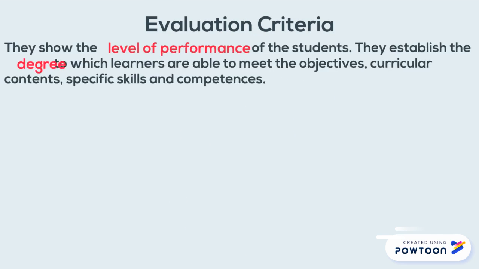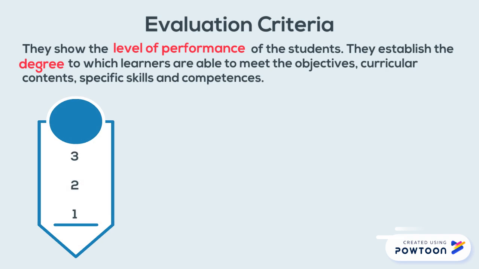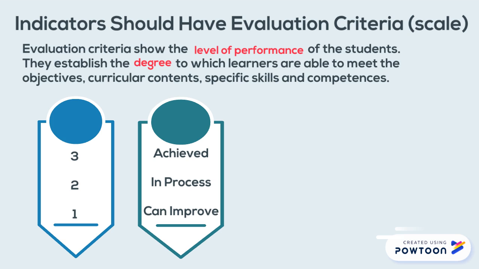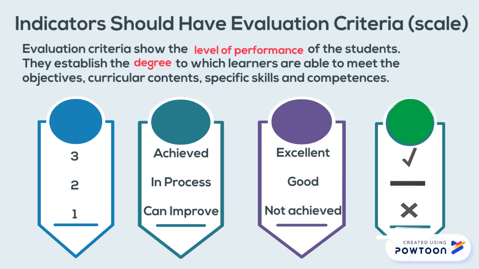Evaluation criteria show the level of performance of the students. They establish the degree to which learners are able to meet the objectives, curricular contents, specific skills, and competences. The level of performance can be established with numbers, but these numbers are not summative in this moment. You can specify words to show process and even symbols. The criteria is selected by the teacher, considering the goal or the objective of the syllabus.